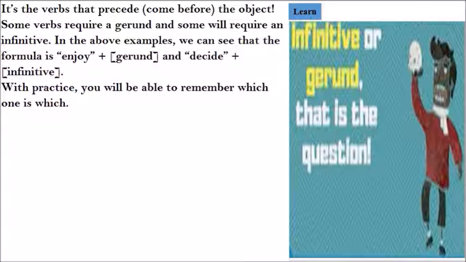It's the verbs that precede, come before, the object. Some verbs require a gerund and some will require an infinitive. In the above examples, we can see that the formula is enjoy plus gerund and decide plus infinitive. With practice, you will be able to remember which one is which.